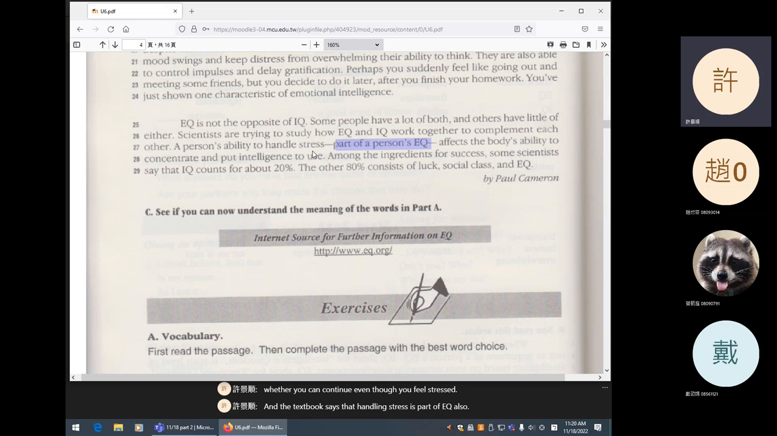A person's ability to handle stress affects the body's ability to concentrate and put intelligence to use. So the idea is that if you do not know how to handle stress, then even if you are the smartest person in the world, you will have trouble using your intelligence because you feel so much stress. And so this is one way that EQ and IQ work together.